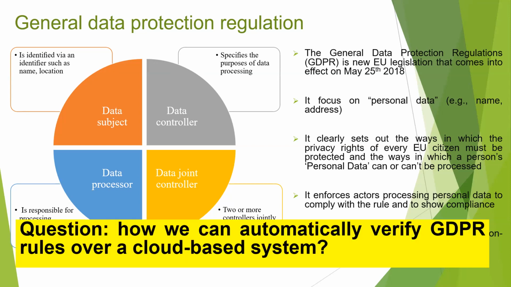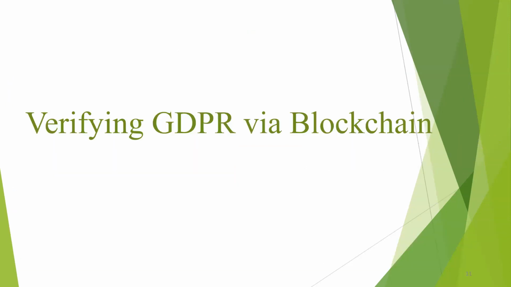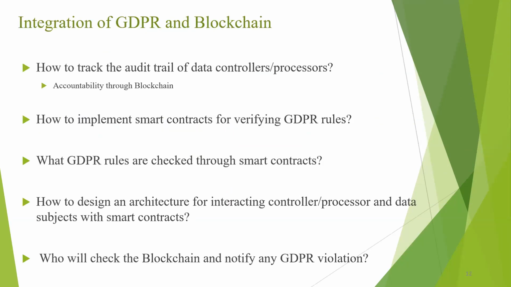So the main question is how we can automatically verify GDPR rules over cloud-based systems. In our solution, we track the audit trail of data processors and data controllers. We want to show how we can implement a smart contract for verifying GDPR, and we want to know what GDPR rules should be checked through such a smart contract. We want to design an architecture for the controllers and processors to interact on users' operations through smart contracts. And we want to check the content of the blockchain and detect GDPR violations.